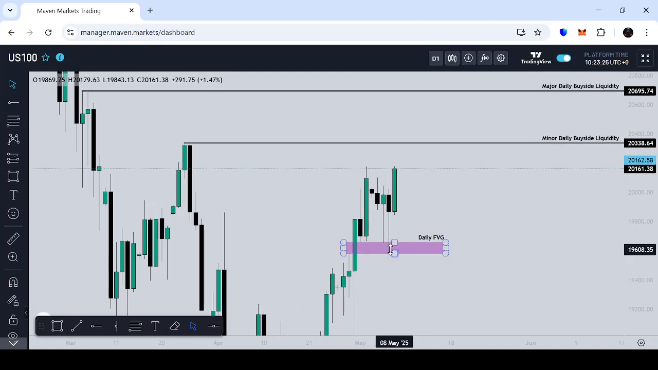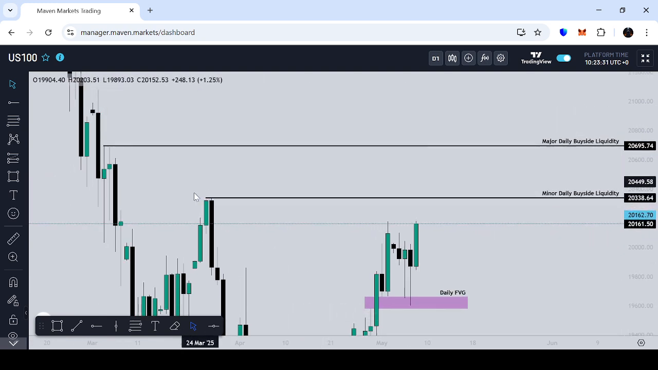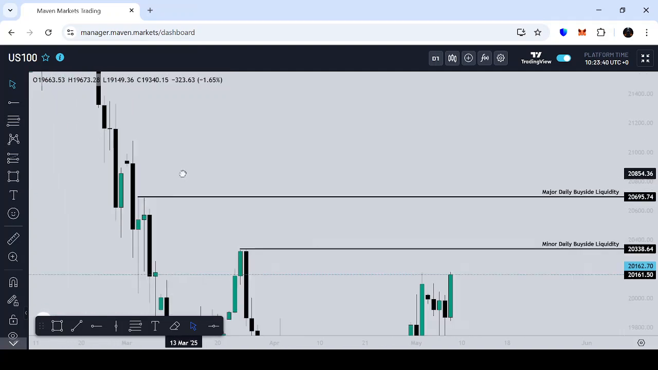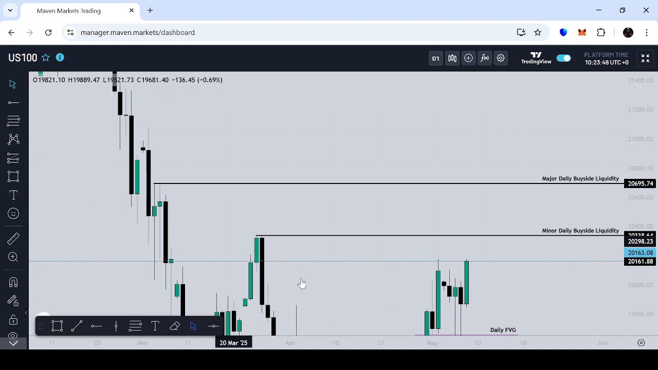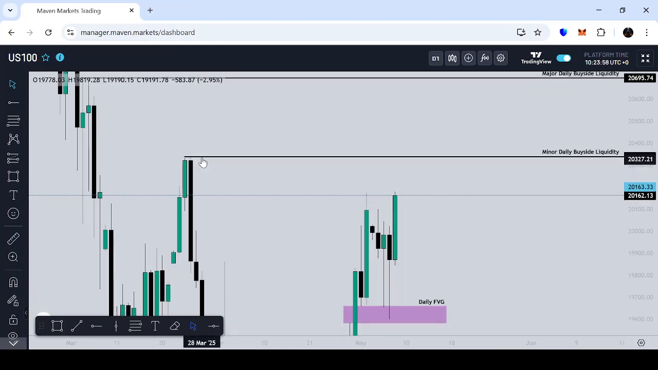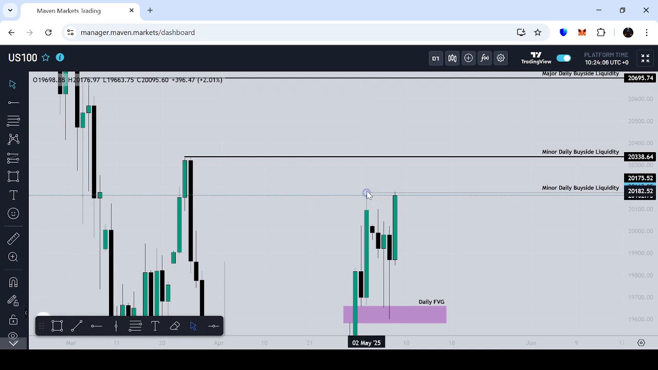for a price delivery. Then after that, we could see a run up and this buy side liquidity. This is the minor daily buy side liquidity and the major buy side liquidity over there for this week. Today being Thursday already, probably next week we could see a price run over there. We have a daily buy side liquidity over here too. This is a minor buy side liquidity. That's the daily buy side liquidity at that high.